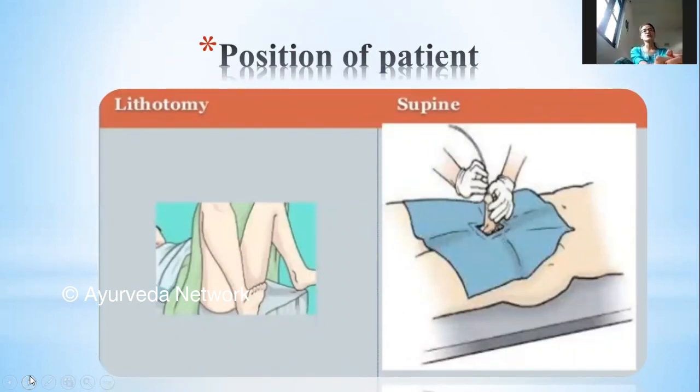Now let's switch to the common positions in which you should position the patient while doing the procedure. If you have a female patient, you should put her in the lithotomy position so that her perineum is exposed. And if it is a male patient, you should put the patient in the supine position. Next slide.